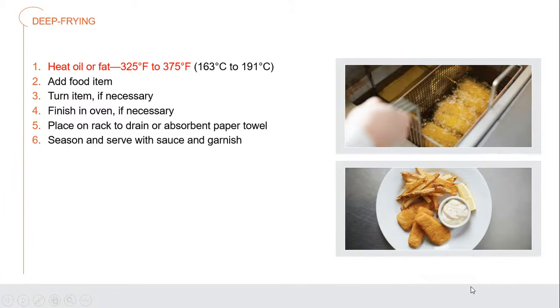So we're deep frying anywhere from about 325 up to 375. This is where you're going to be adding the food item into that basket. You may need to turn it if necessary, if it's not already bobbing around by itself. You might even need to finish an item off in the oven if it's significantly larger and won't fully cook without going too brown in the fryer itself. Then place it on a rack or on some absorbent paper afterwards, so that you get rid of some of the fat on that food. You don't want greasy food, you want nice crispy food. It should be seasoned and served with a sauce or a garnish.